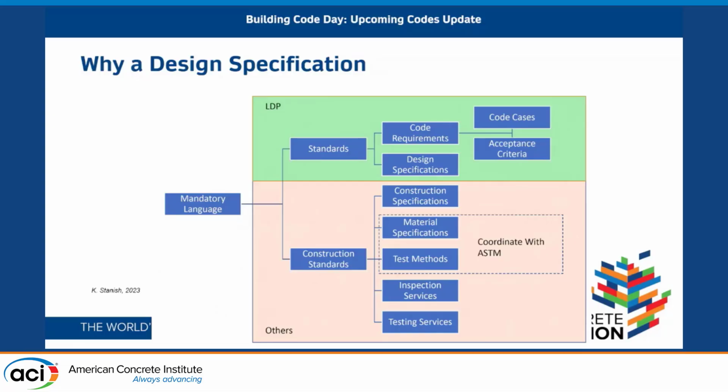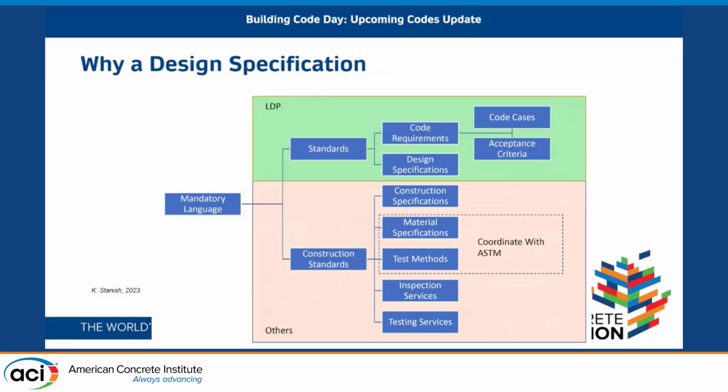So why a design specification compared to a code or a construction specification? A design specification is a type of document that, this is from the ACI Technical Committee Manual, is a rather special type of document that falls under the category of codes, but unlike codes, it does not have to be adopted by building officials.